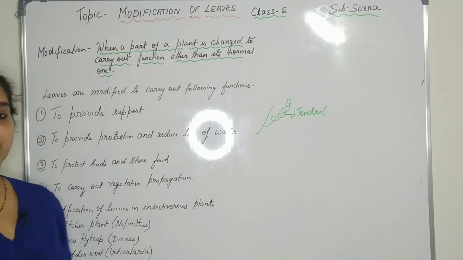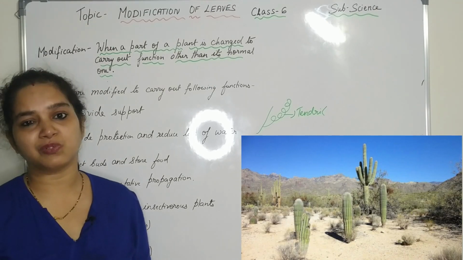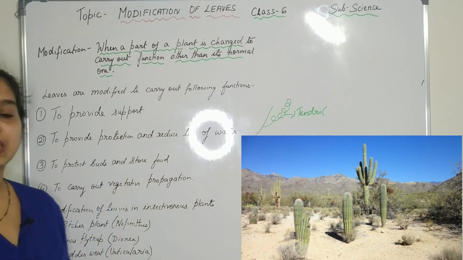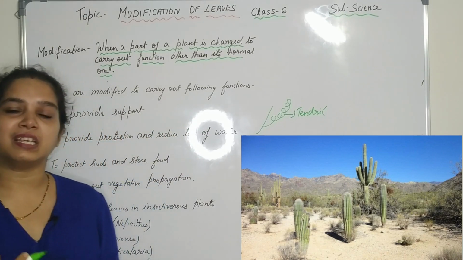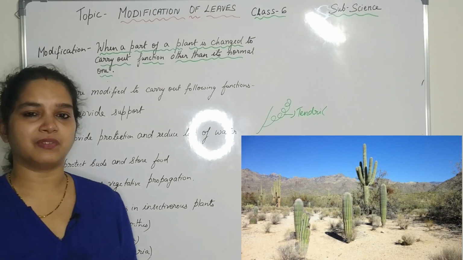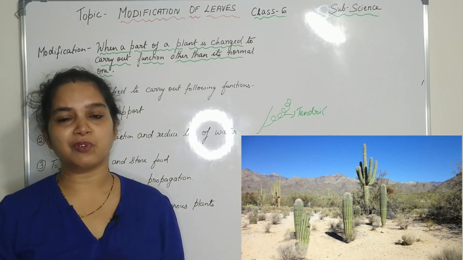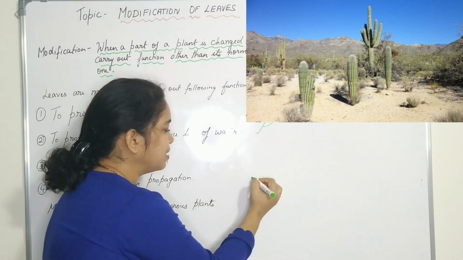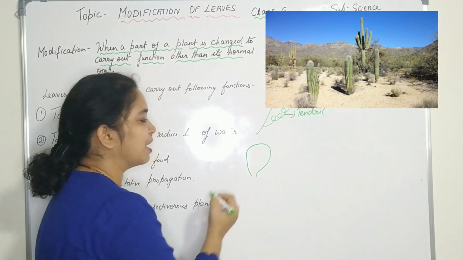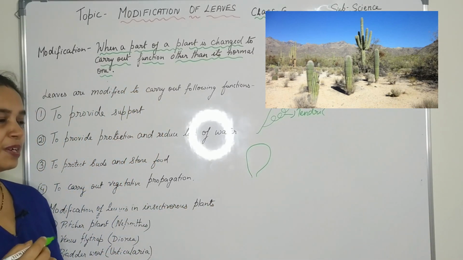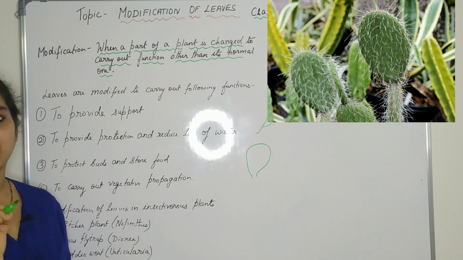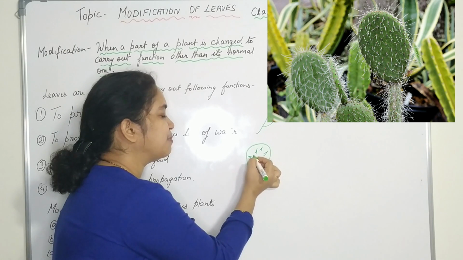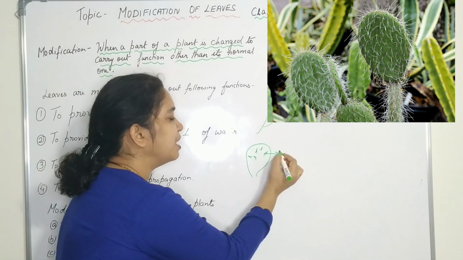What is the next function? It provides protection and also reduces the loss of water. So these kinds of plants can be seen in areas where there is very little rainfall, the desert areas. In there you might have seen the cactus plant, with its thorny structure. This is nothing but the spine, and these spines are the modification of leaf.